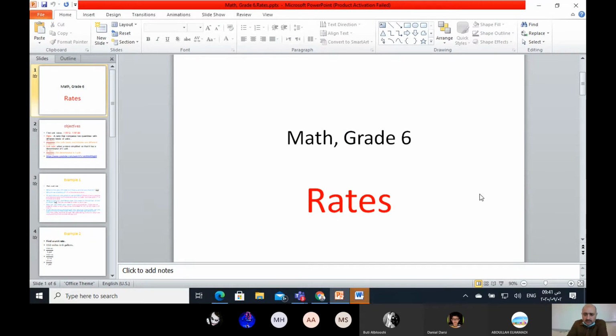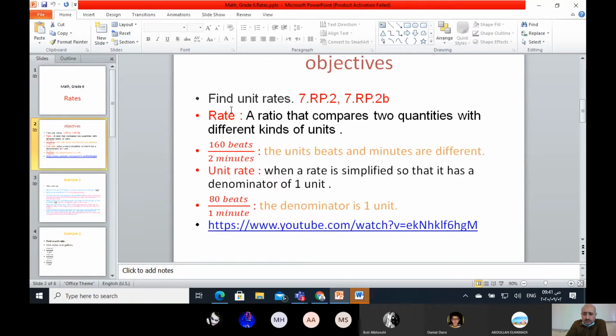Math grade 6. Today we want to learn what the meaning of the rates is, and how to find the unit rates.